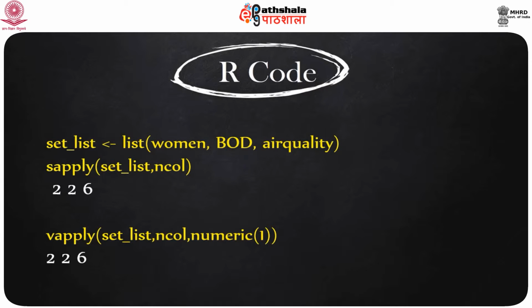Now if we try to find the number of columns in each of the data frames in the list, then we just need to write sapply, then set_list and ncol as arguments, and here is the output that we are getting. So till then it is fine. Now let us move on one step further. Add an extra argument, numeric 1, in course of using the vapply function, and here is the output. Have a look at both the outputs. These two are the same, so no difference has been shown using the additional argument.